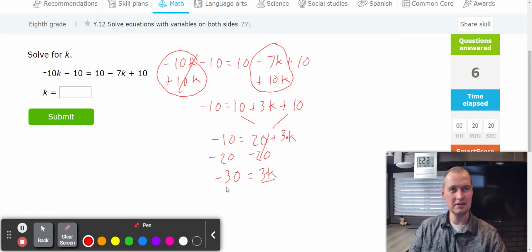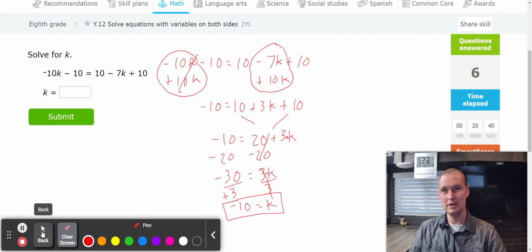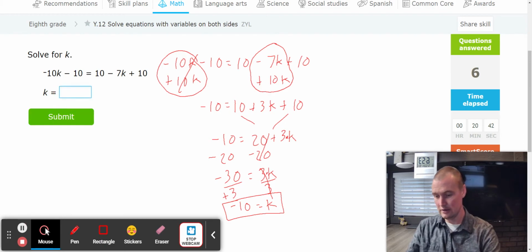You know what? I'm just going to do the last step. I'm going to do the opposite of multiply, divide by 3 on both sides. So negative 30 divided by positive 3 is negative 10 equals, 3's are out, K. So negative 10 equals K. So we're going to go ahead and plug in negative 10.